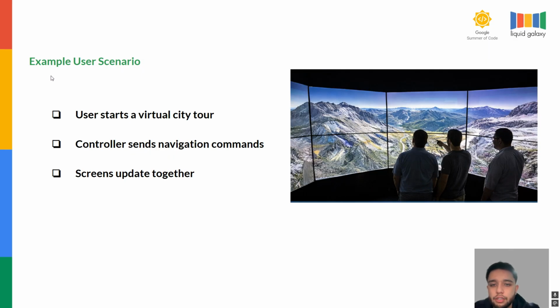Now slide 16, example user scenario. We can see in this picture also, this is a very good example of collaborative understanding through visualization. We'll try to get a better idea through an example. Imagine a teacher explaining geography. They start with a world view, then zoom into the country, and finally focus on a city. All screens update together. So it actually helps the student to understand both the global and local context. This is a very useful tool for education.